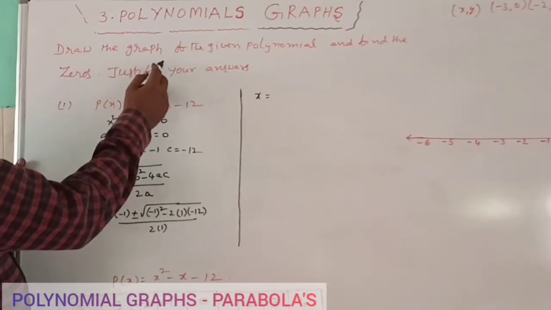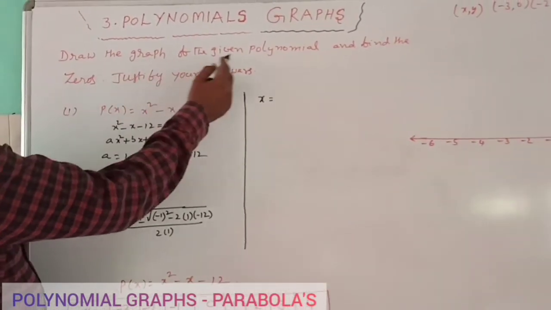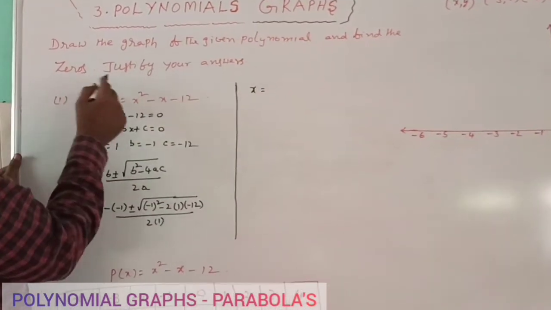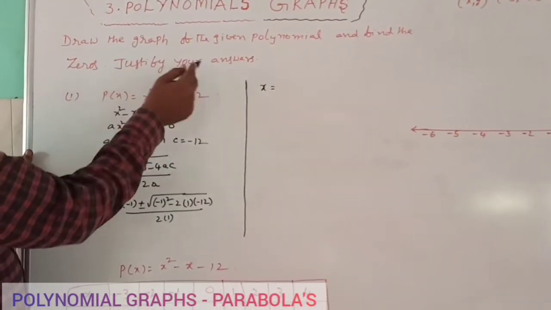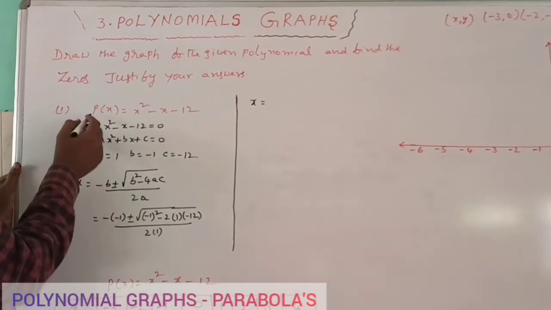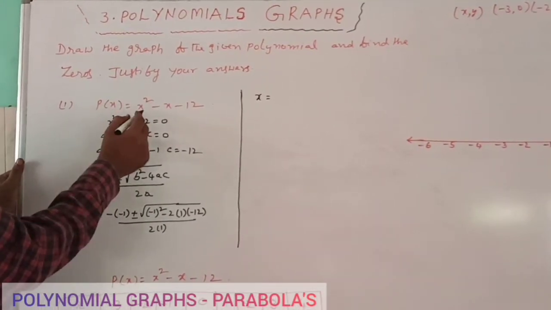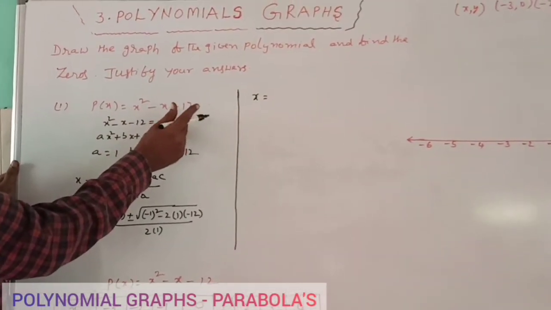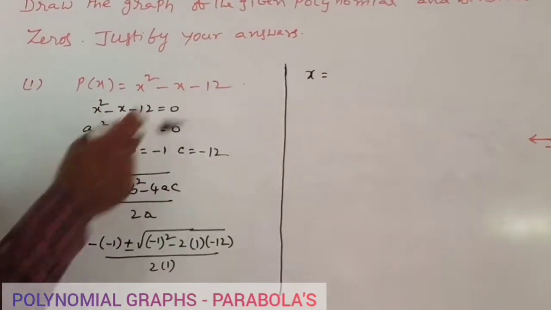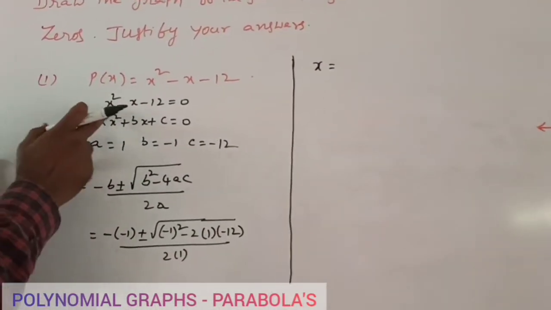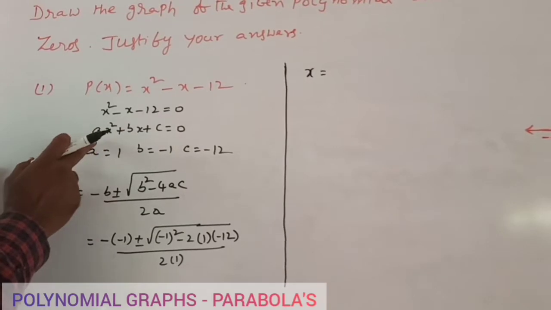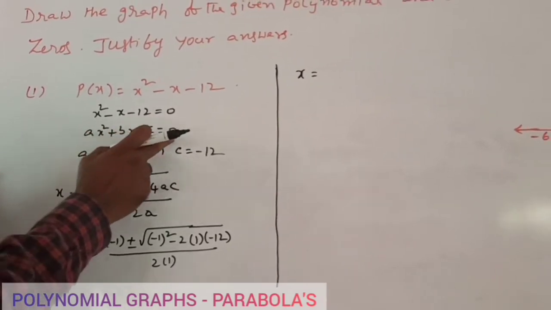Draw the graph of the given polynomial and find the zeros. The first one: what is the polynomial? P of x equals x square minus x minus 12. So x square minus x minus 12 equals 0, comparing with ax square plus bx plus c equals 0.